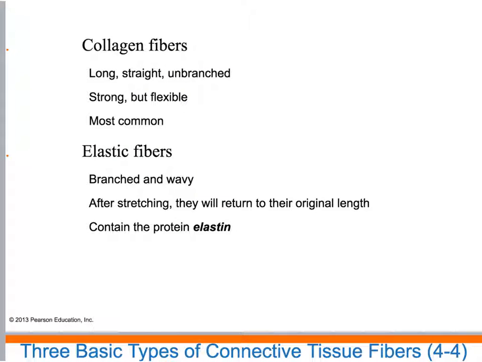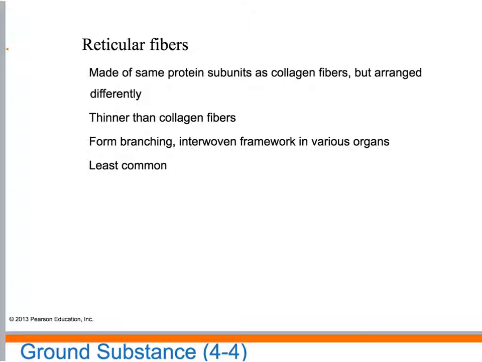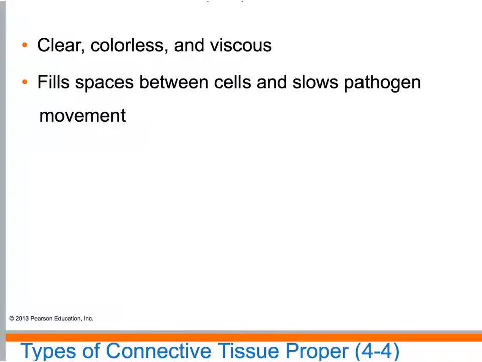Collagen fibers, they're long, straight, unbranched, very strong and flexible, and they're the most common. And then elastic fibers are branched and wavy. After stretching, they will return to their original length. Finally, we have reticular fibers. They're made of the same protein subunits as collagen fibers, but they're arranged differently. Now, the ground substance is colorless, clear, viscous, and it fills the spaces between the cells and slows pathogen movement.